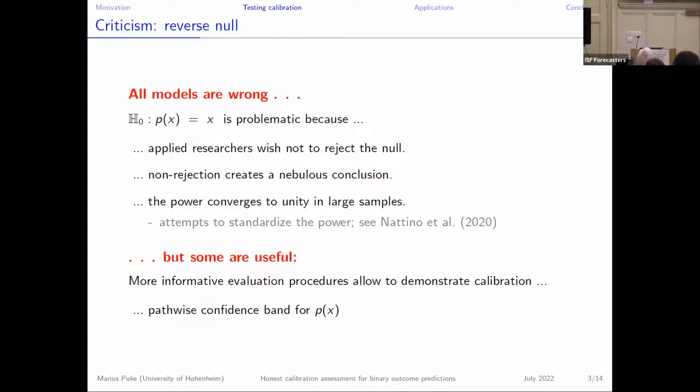And of course, in large samples, the power of this test converges to unity, and one rejects all the time, basically.